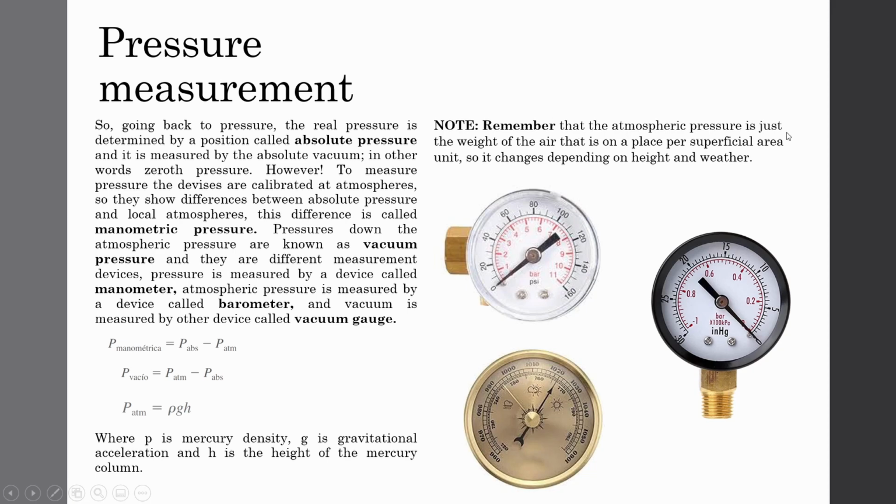Remember that atmospheric pressure is just the weight of the air in a place per unit of surface area, so it changes depending on the height and the weather. That's why we have raining here, cloudy here, sunny here. It will change the pressure of the atmosphere.